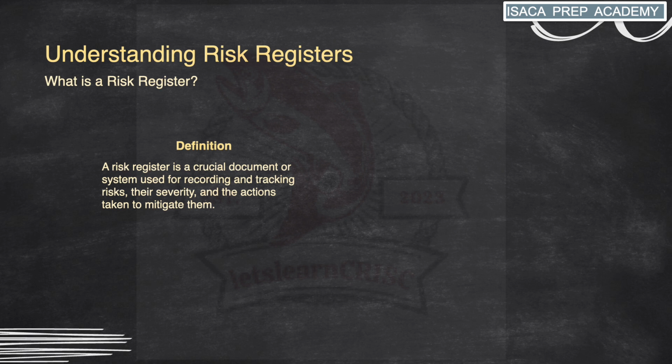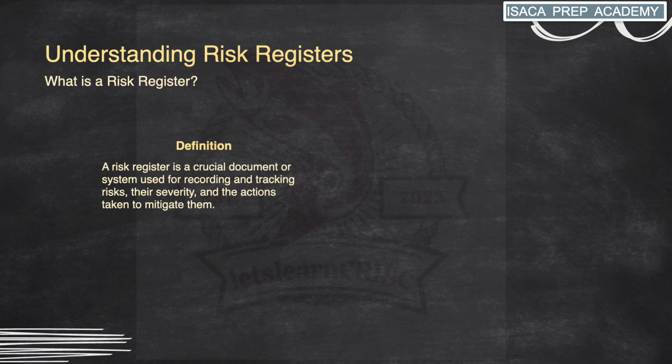Friends, a risk register serves as a crucial document or system within an organization used for recording and tracking risks, their severity, and the actions taken to mitigate them. It provides a centralized repository for identifying, assessing, and managing risks across various projects, initiatives, or operations.